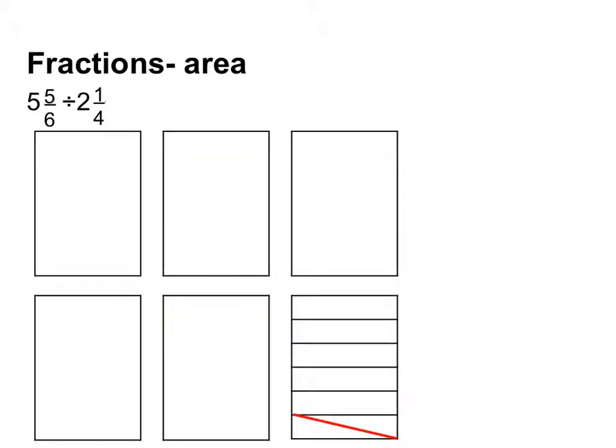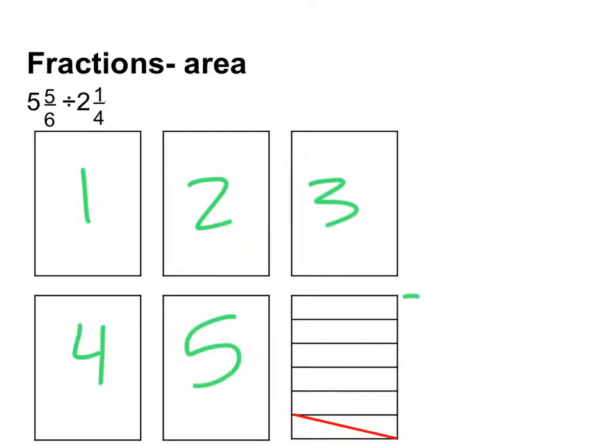Okay, so we're going to try another one just for practice. 5 5/6 divided by 2 1/4. So 1, 2, 3, 4, 5. This last box was broken into 6 parts, and we're taking 5 of those. So again, that last box is going to be broken off, not included. So now I'm going to fit 2 1/4 inside of this.